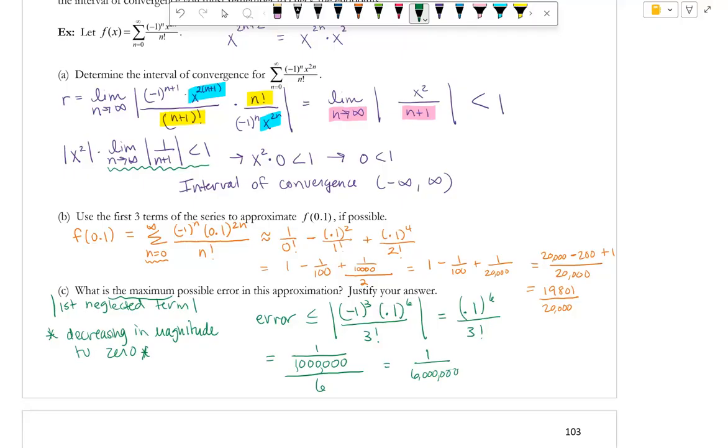So I know that my approximation, my answer, is accurate to like 1/6 millionth. So I need to know the interval of convergence so that I know that it is okay to use this series to approximate this function. That's why we did part A before doing part B at this particular value. And then once I have that approximation, it might make sense to ask how close that approximation is to the actual value.